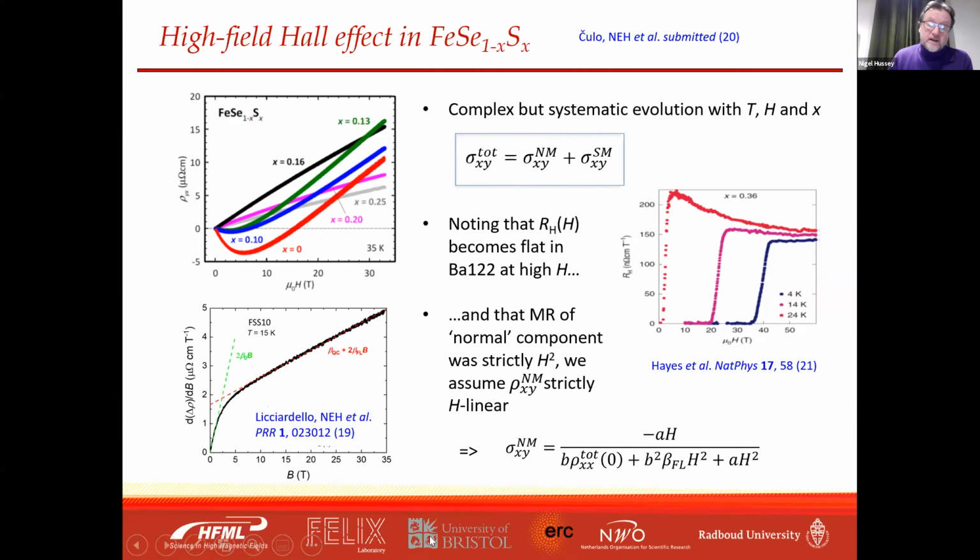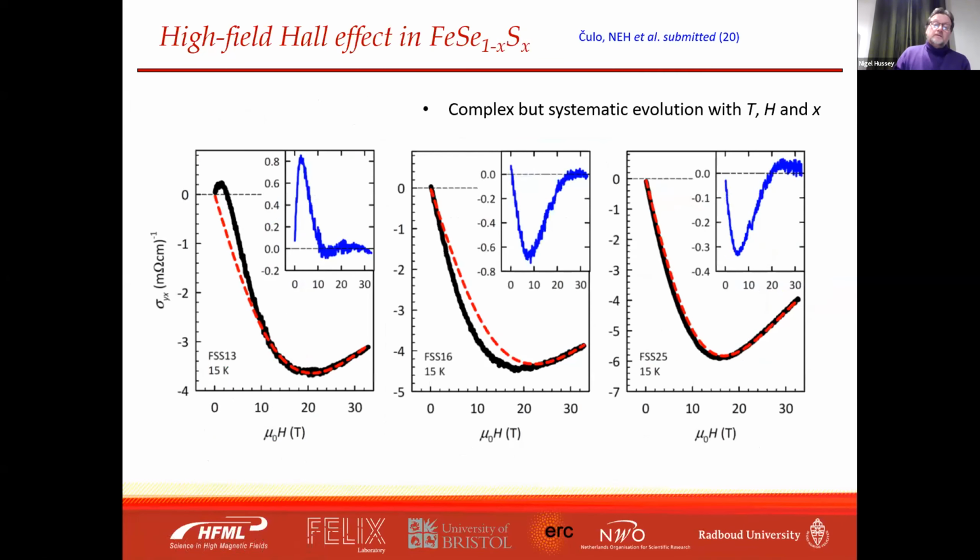And then you can invert this to get the sigma xy for this component. And this is the form then we fit to the as measured sigma xy, whereas we have taken this assumption that at high fields is where this strange metal component will be suppressed. And so what you see here is the fit at different X values, and in blue is the residual, which we take as this second component.